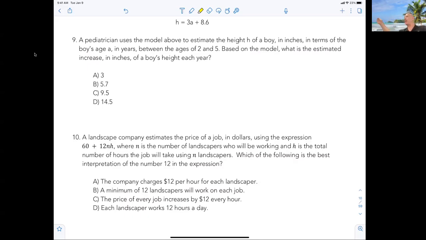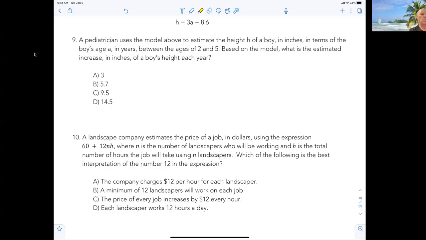That is the rate of change. I couldn't have said it any better myself. 100% correct. Believe it or not, most people miss this question. Right? And I'm trying to tell you, if you understand Y equals MX plus B, this is not a problem.